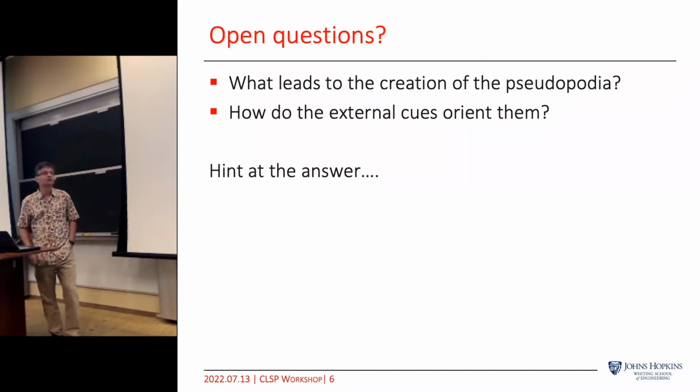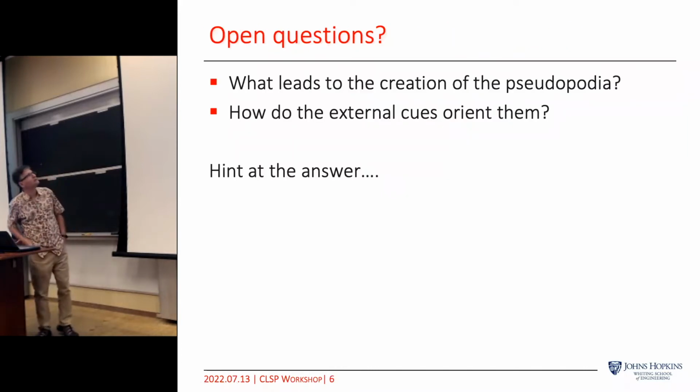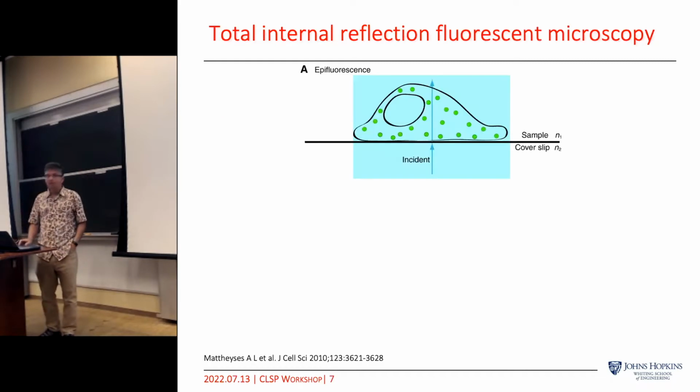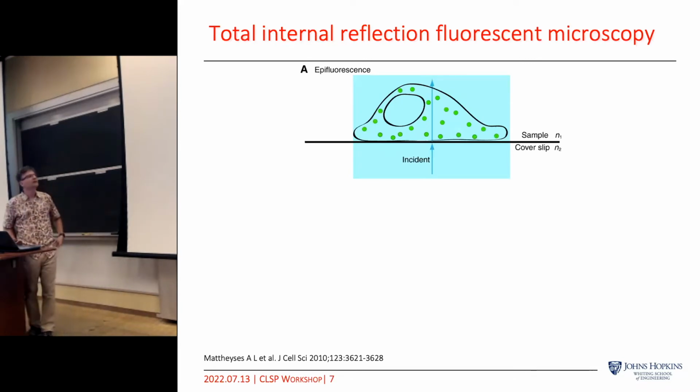When we started this, the questions that we had were: what leads to the creation of pseudopodia, or these pseudopods, and how does the external signal, that chemical that we are applying with the micropipette, bias the movement of it? Now, I'm going to show you how we get information from cells. In this case, it's mostly microscopy.